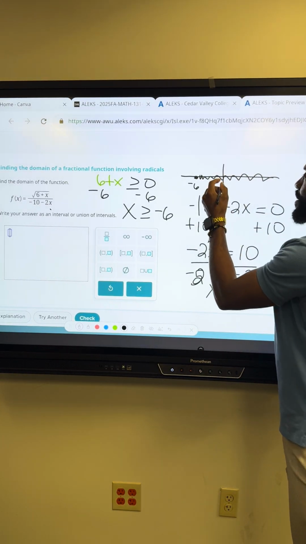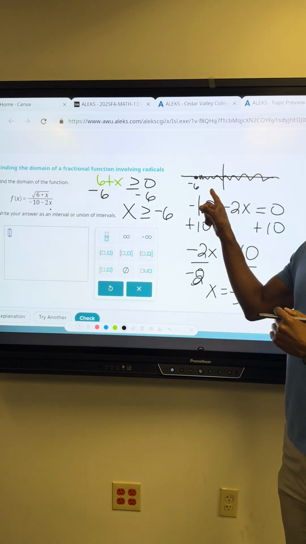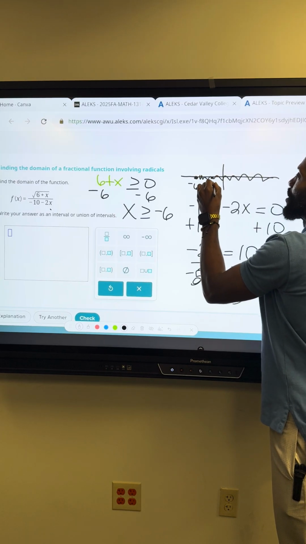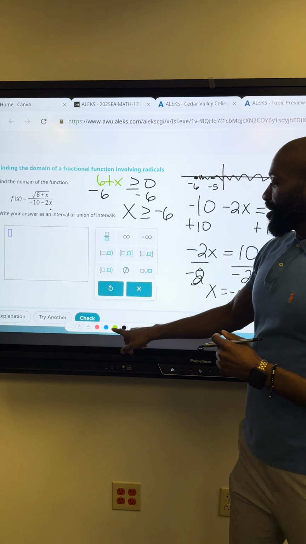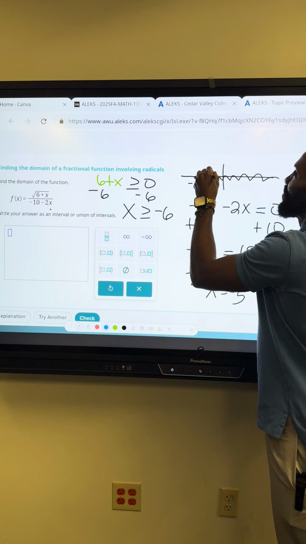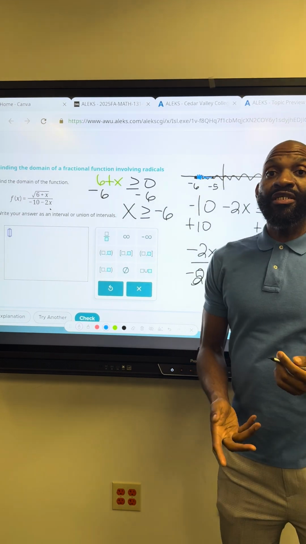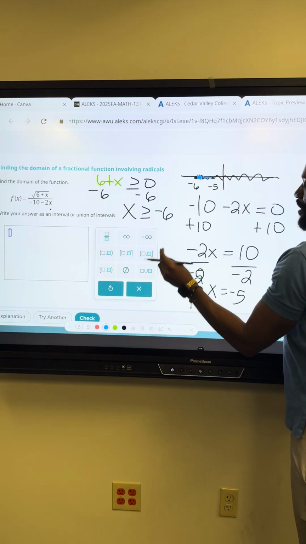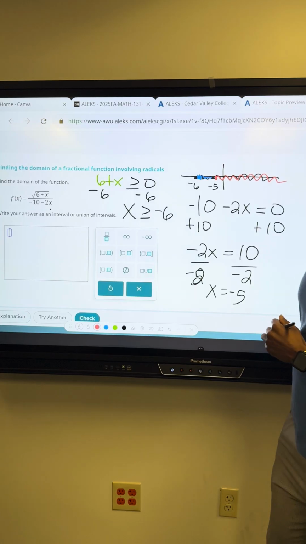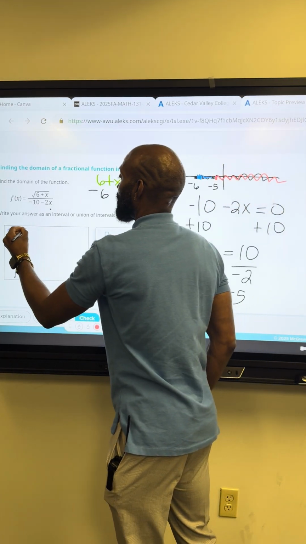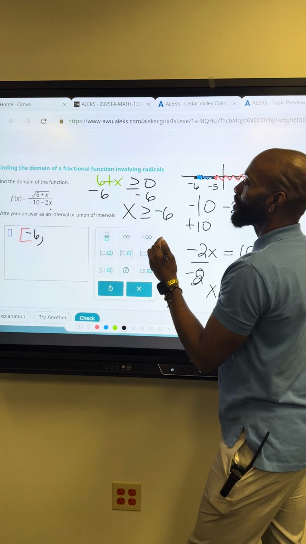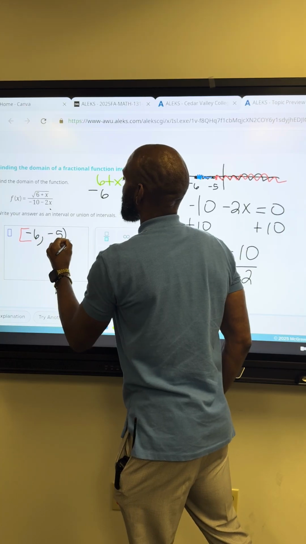I found out that I had one more number that was not included, and that was -5, because -5 is going to be right here. So I got to get rid of my -5. So we get two sets. We get all the numbers between -5 and 6, including 6, they're okay. And then any number to the right of -5 is going to be okay as well. So remember, we're including 6, so we need our bracket. We're not including -5, so we need parentheses.